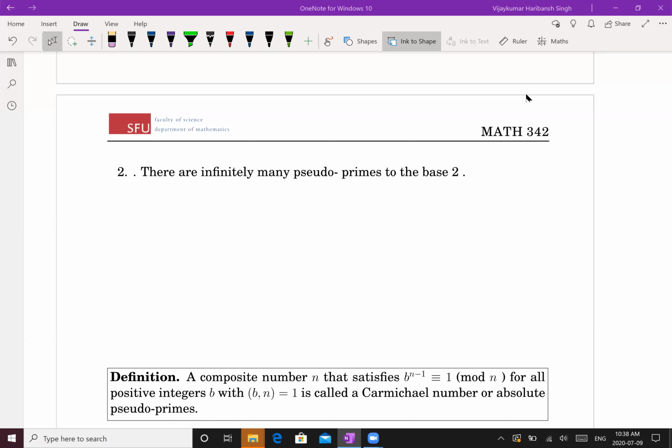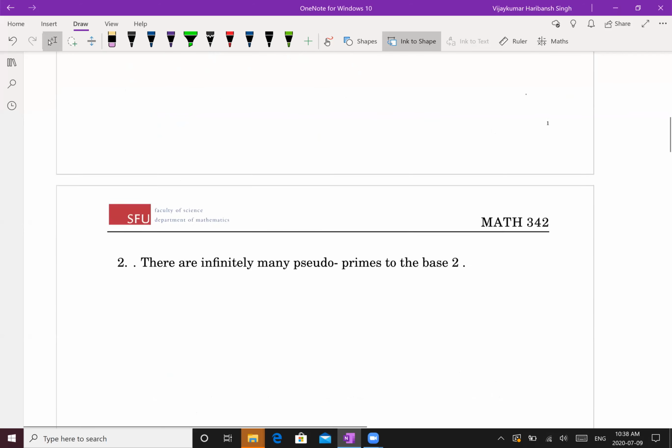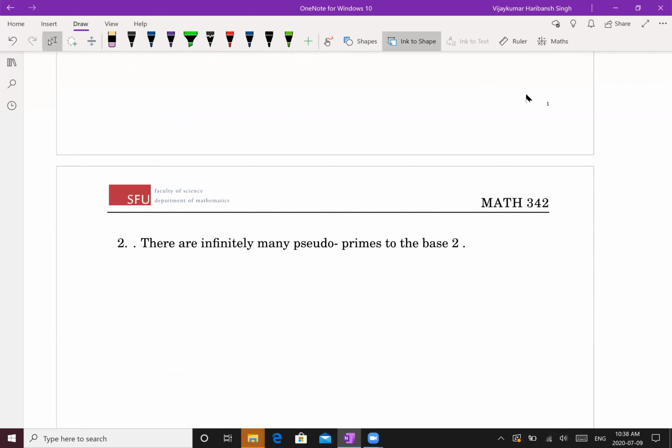So we have already produced one pseudo-prime to the base 2, right? So we start with the following. Let n be a pseudo-prime. So we have a constructive proof of it. We will construct pseudo-primes recursively. So let n be a pseudo-prime to base 2.